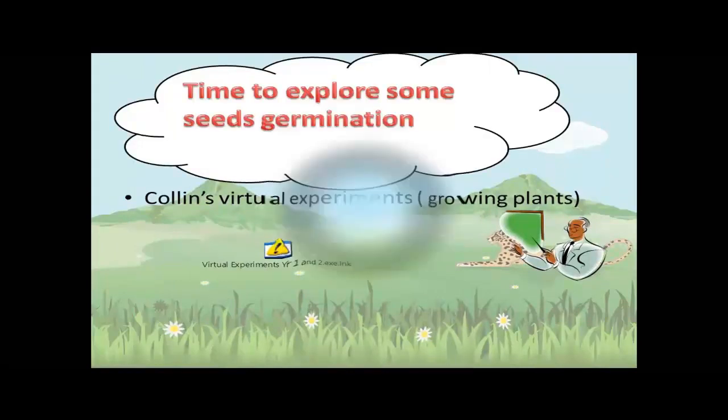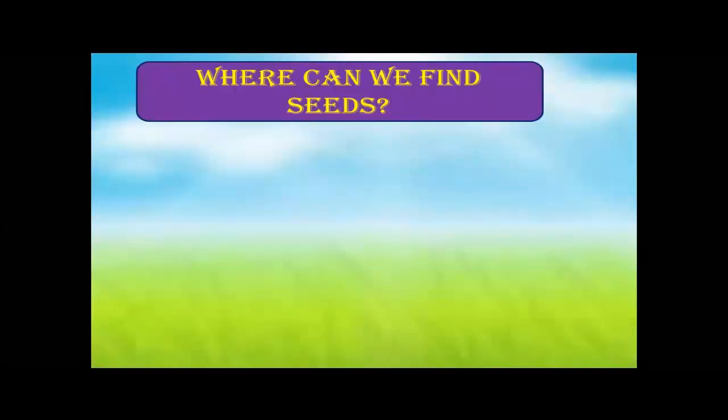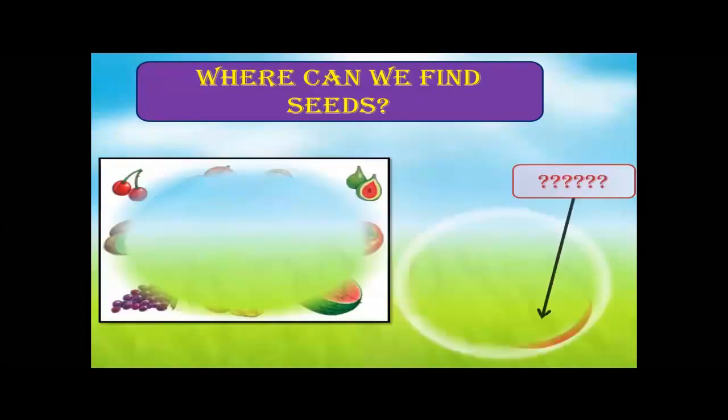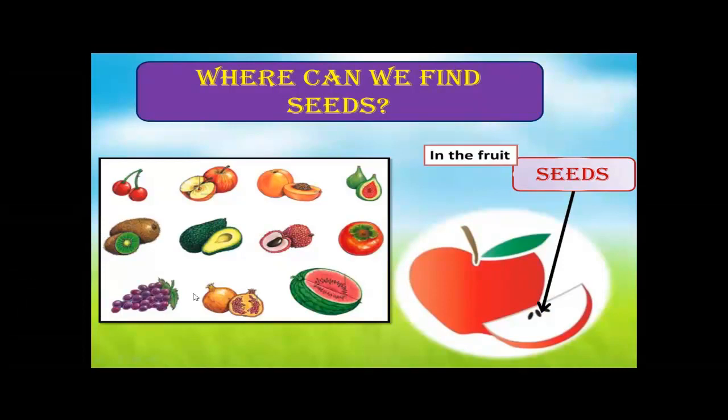And we understand the meaning of seed germination. Where can we find seed? Think about it. Have you ever found seed while eating a part of a plant? Exactly. We find seed inside the fruit, like in case of watermelon, pepper, fig, apples, cherry, kiwi, grapes. We can find the seed inside it.